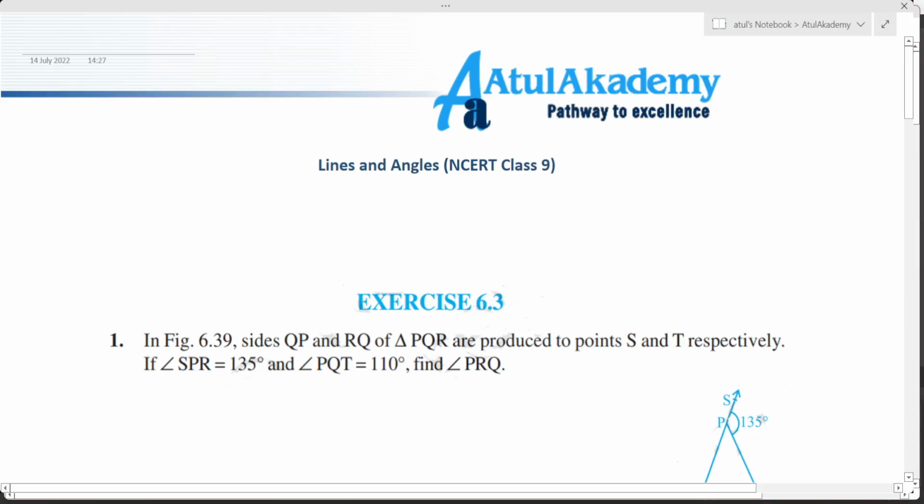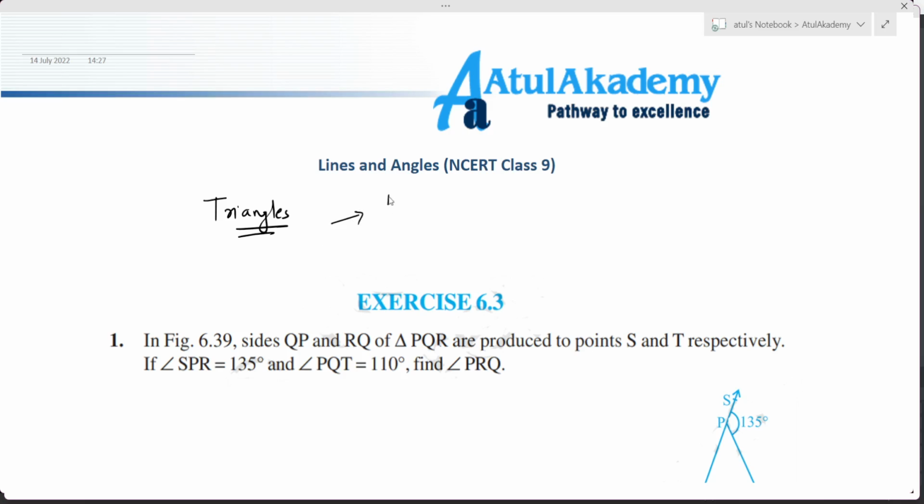In this video we will learn about the lines and angles chapter from the NCERT book, class 9. We are going to do exercise 6.3 in the video. This exercise is based on triangles. The name is lines and angles, but yes, a triangle has angles, so it's all about the properties of triangles.